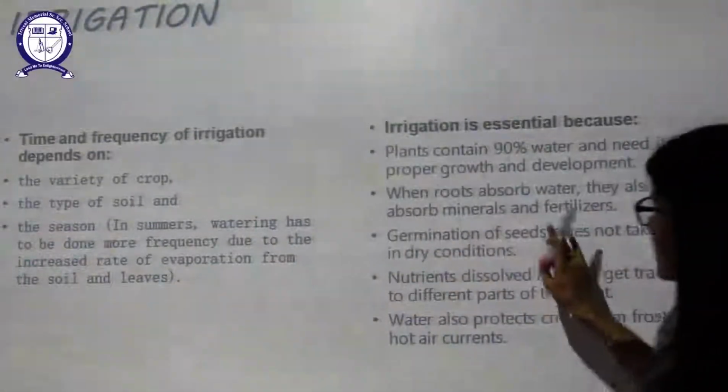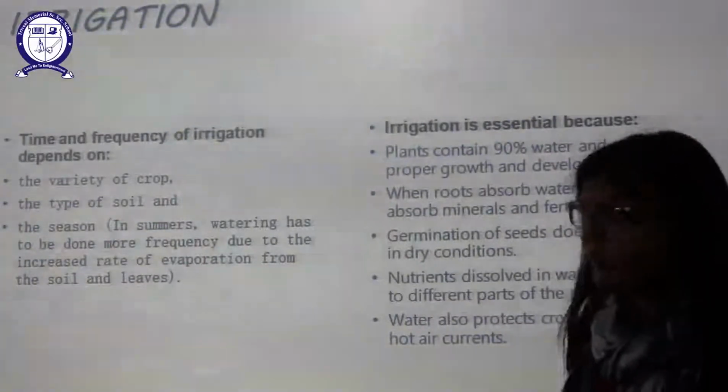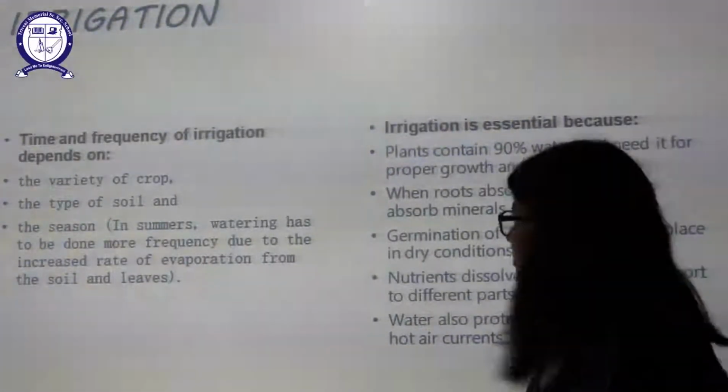Next, irrigation is essential because we cannot grow our crop without water. This is well understood.